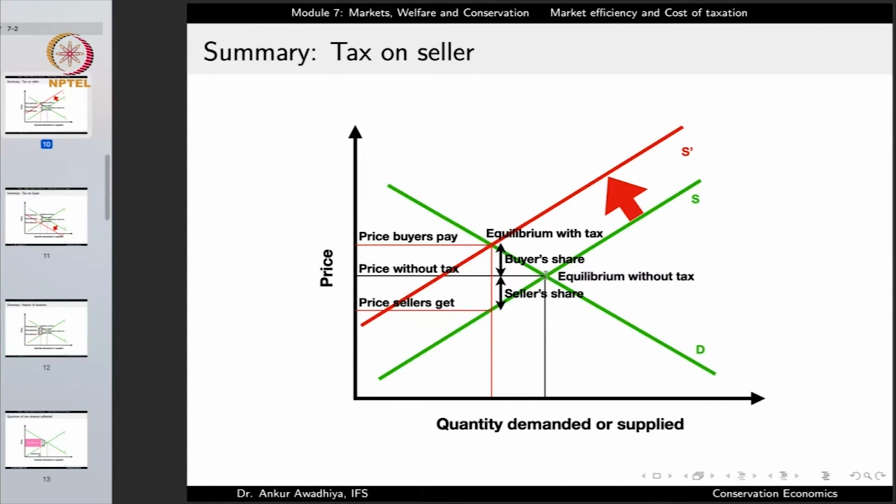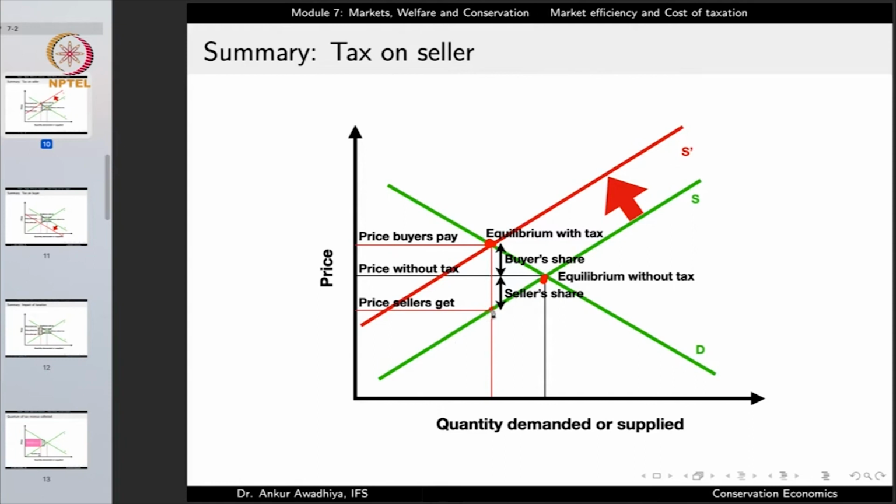Now, earlier the equilibrium was at this point, and now the equilibrium has shifted to this point where the red curve, the new supply curve, and the demand curve intersect. So, this is the equilibrium without the tax, and this is the equilibrium with the tax. Now, earlier this was the price without the tax, the price that the buyers were paying and the price that the sellers were getting. But now, when we have shifted it to the left, the buyers are paying this price and the sellers are getting the price given by this vertical line intersecting with the supply curve.